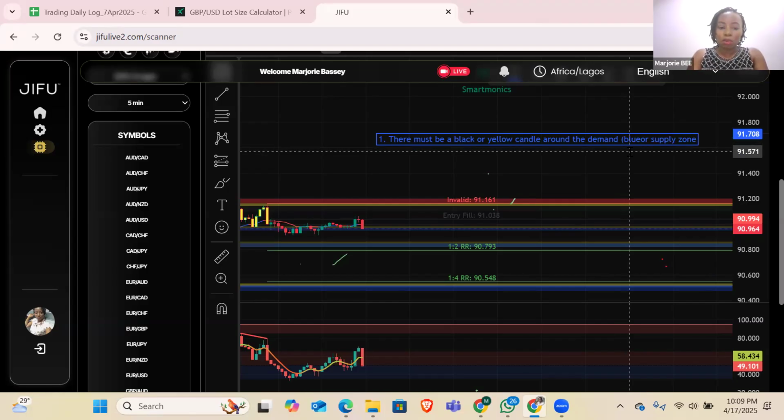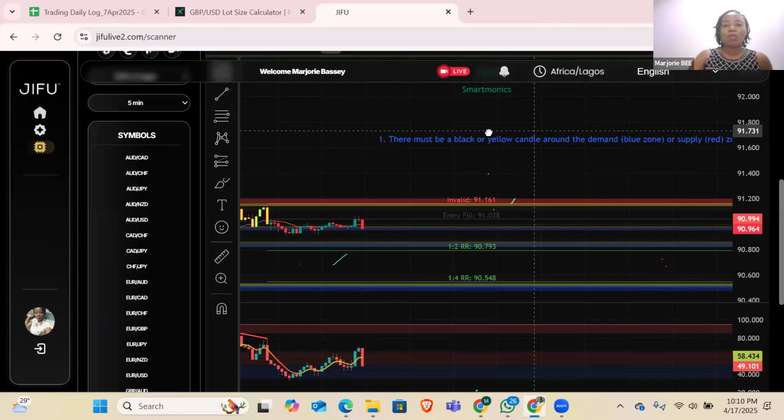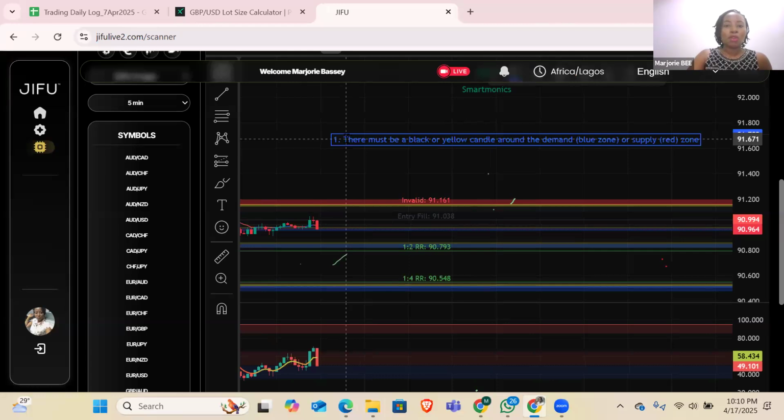Demand is the blue zone, and then supply is the red zone. So that is the first thing you have to look out for, the rules of engagement. Let me call it this: rules of taking trades on smart monies.